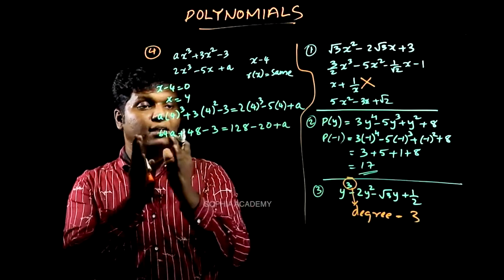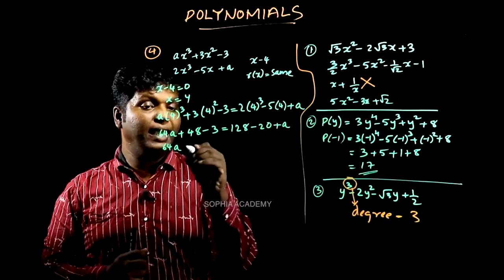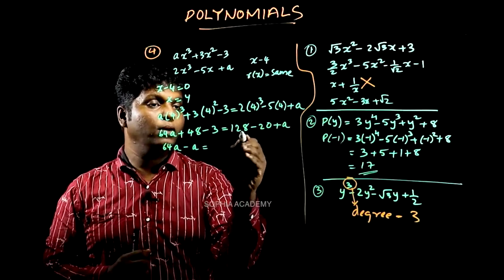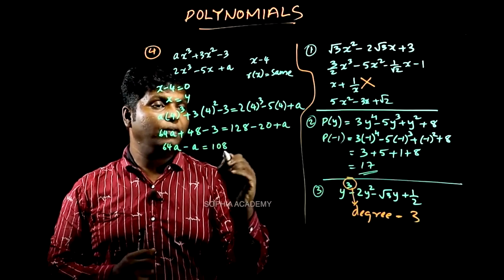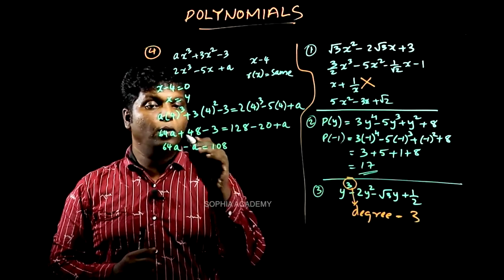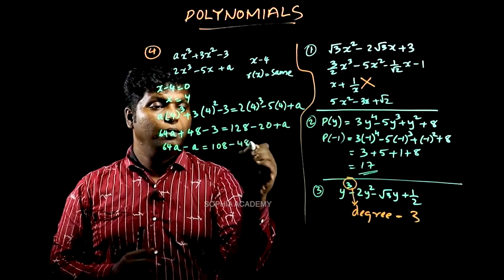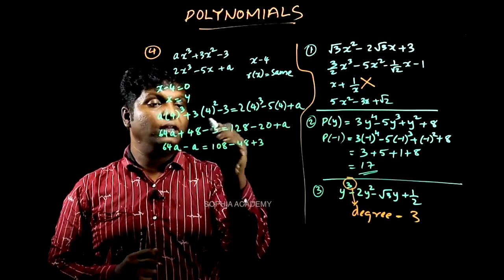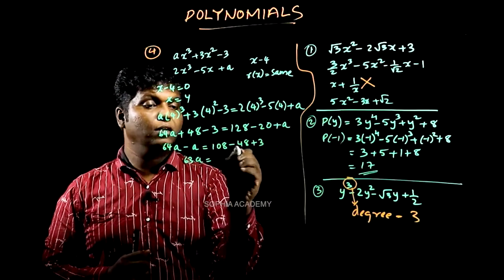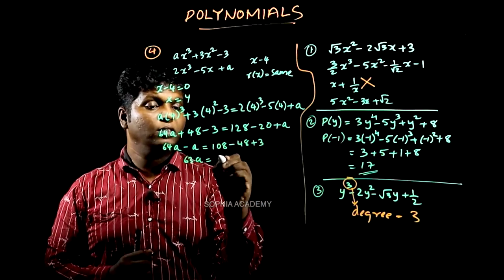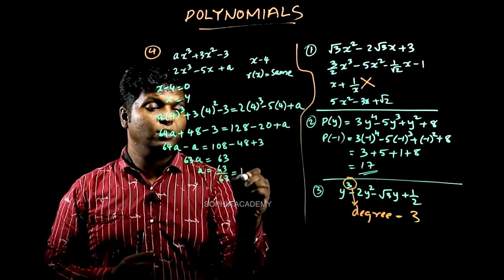So bring the variable to this part. Here it is already 64a, and bringing that a over here, it will become minus a. That's equal to, here already 128 minus 20, how much is it? 108, right? 128 minus 20 is 108. Then this minus 48 will go there and become plus 3, and this plus 3 will become minus 3. Then 64a minus a is 63a, and this is equal to 63. Now a is equal to 63 by 63, and that's equal to 1.